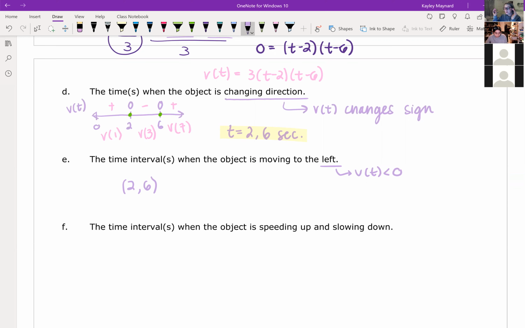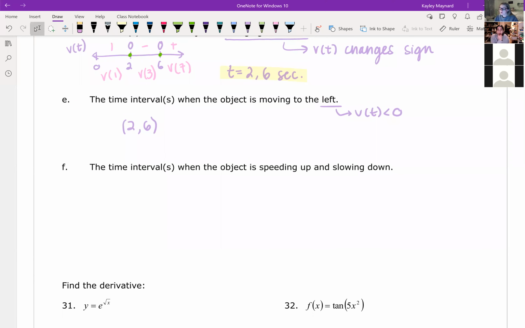So always open parentheses unless your interval is like this interval, because then you can include 0. But if your interval is on the inside, it's always open parentheses. And you'll see that on part F. Might make a little more sense on the next part.